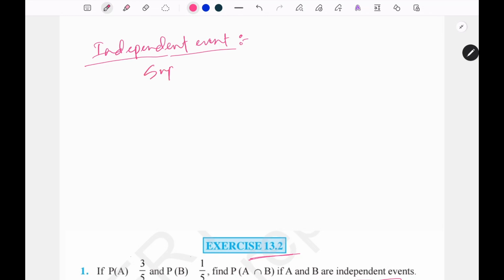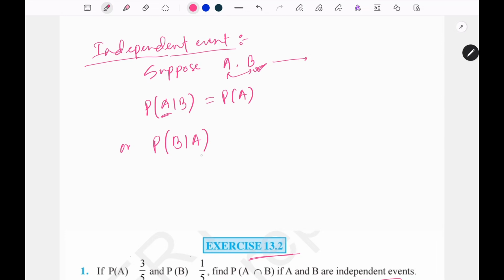Suppose A and B are two events associated with the same random experiment. Then we call these two events independent if the probability of A given B is the same as the probability of A. That means the occurrence of B does not affect the occurrence of A. Or we can write the probability of B given A is the same as the probability of B. That means the occurrence of A does not affect the probability of B.